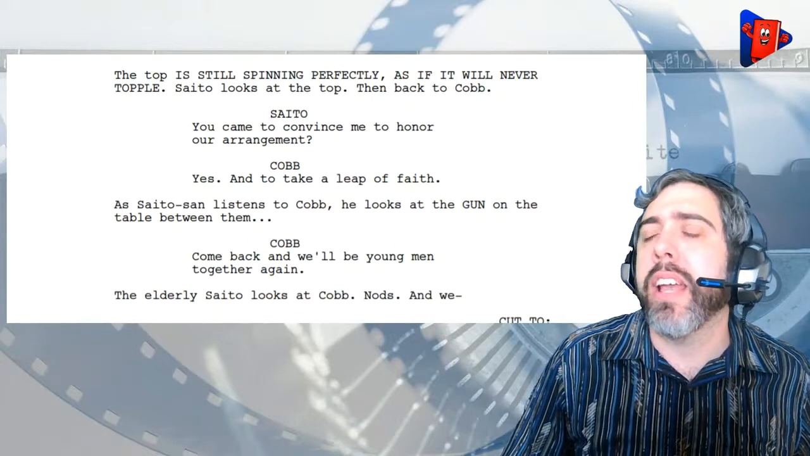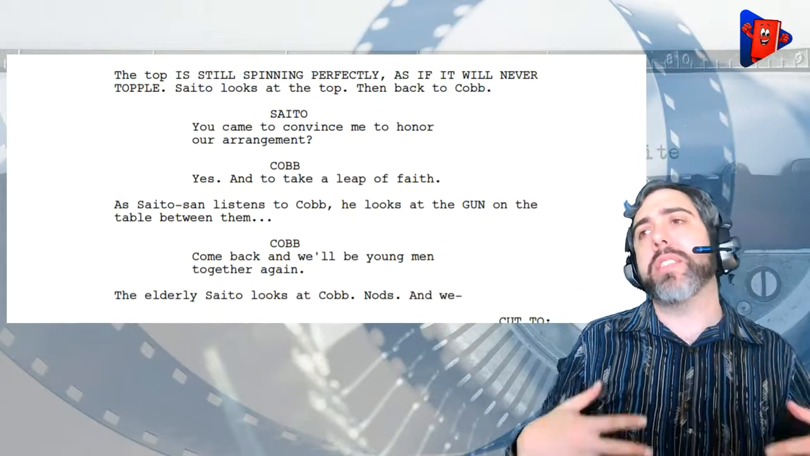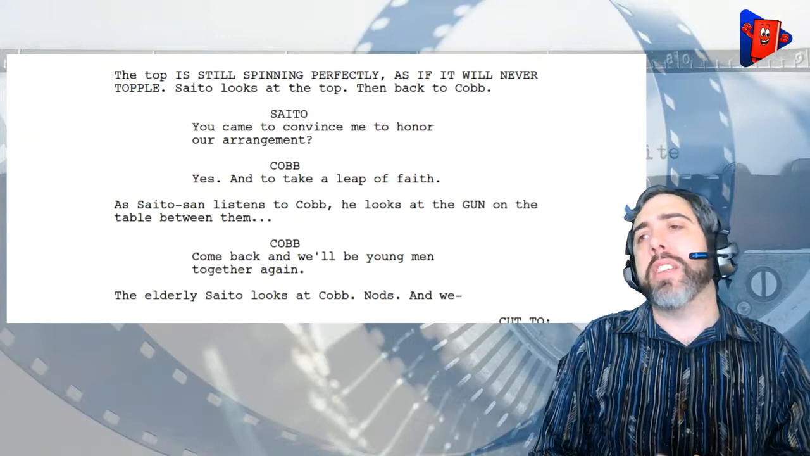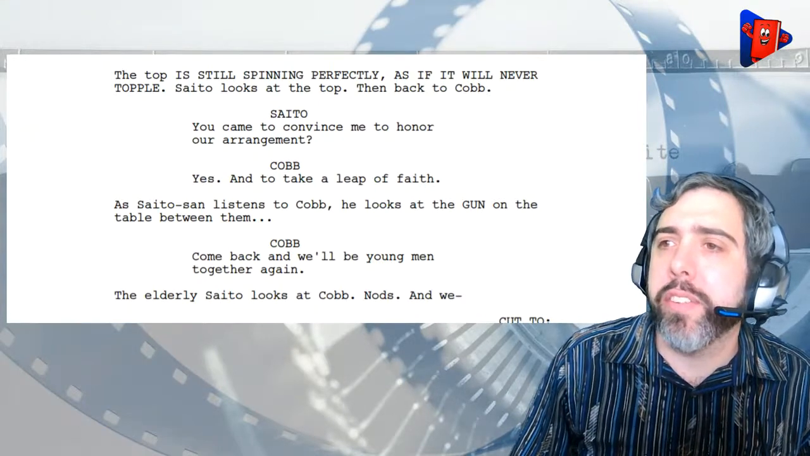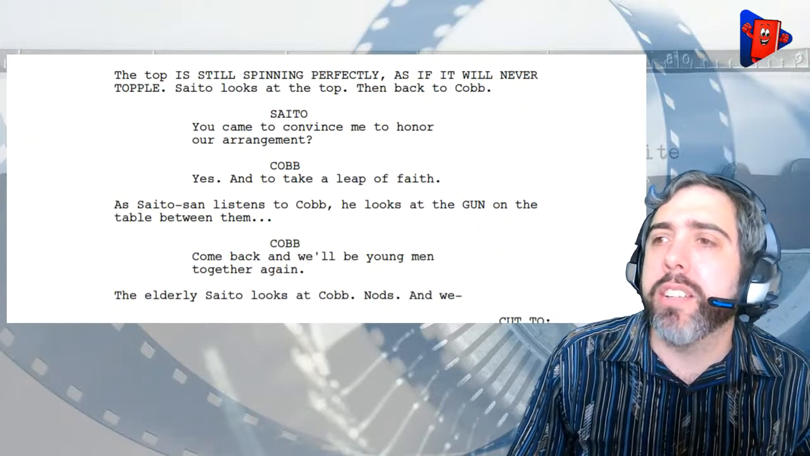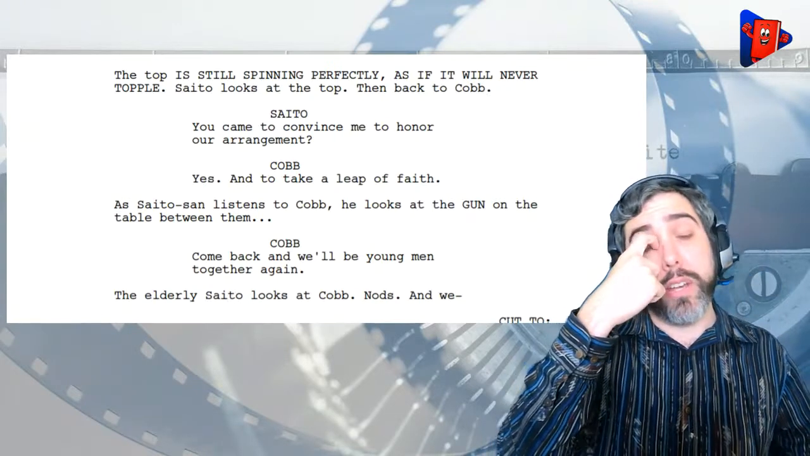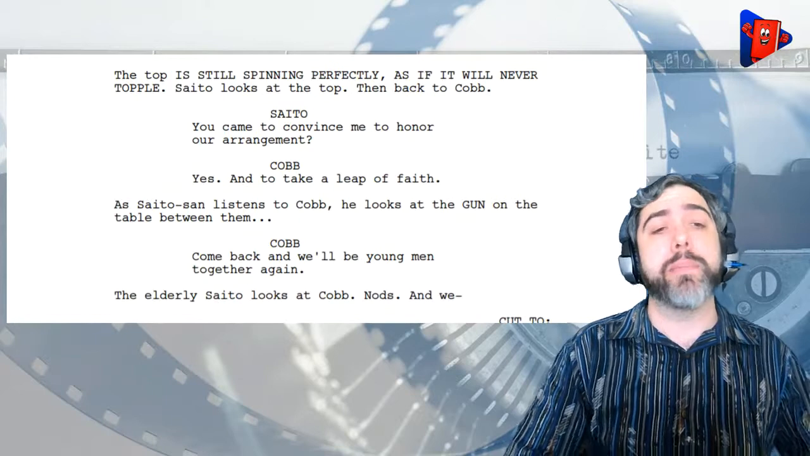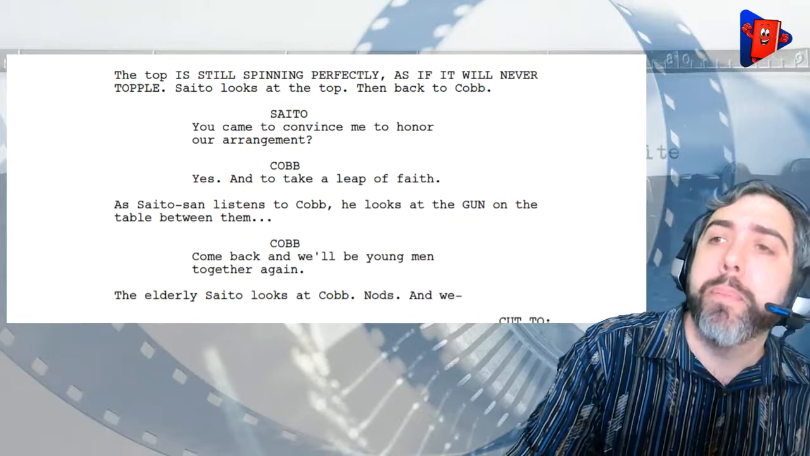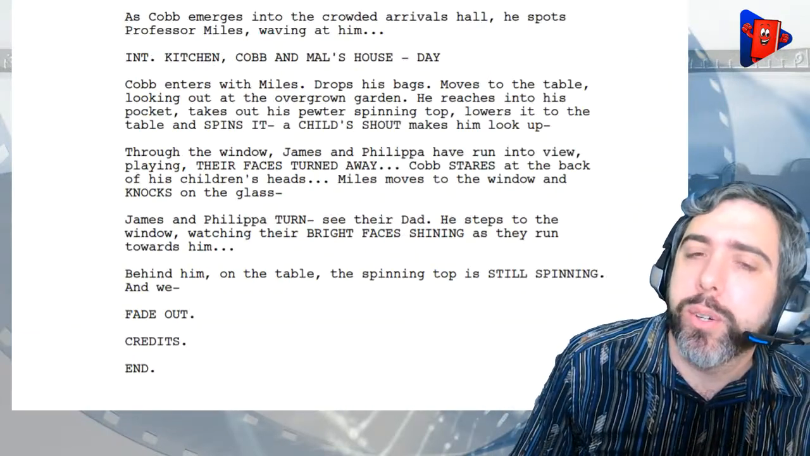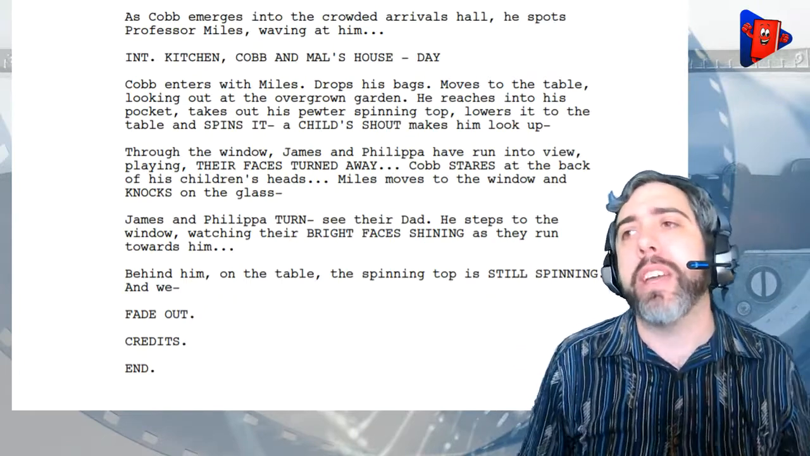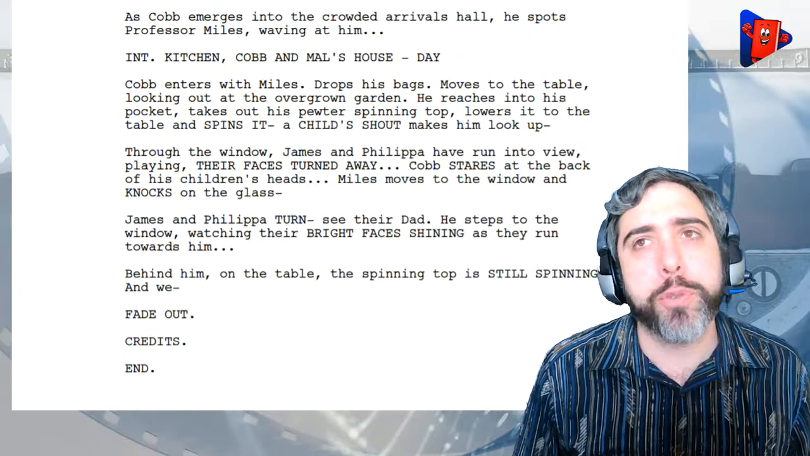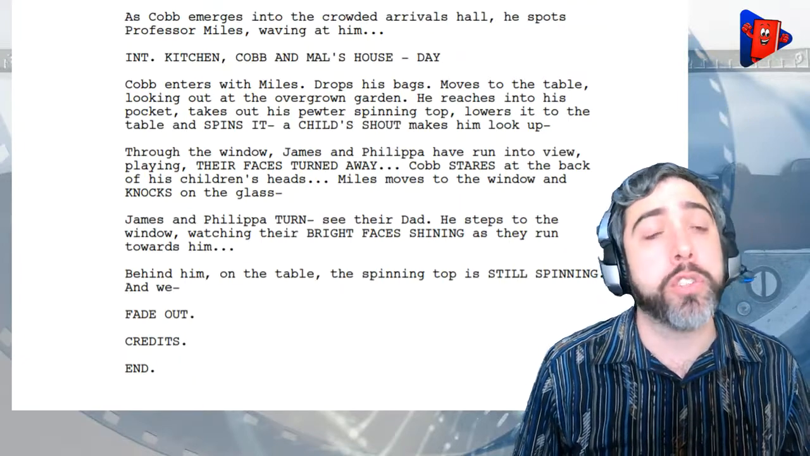So at the final end of the movie, we have Cobb approaching elderly Sato, and Sato says, "You come to convince me to honor our arrangement." And Cobb says, "Yes, to take a leap of faith, come back, and we'll be young together again." And so he agrees. They get themselves out of limbo, back to normal. Or do they? Because the totem was set up as a way that you could test if you're still in a dream or not.